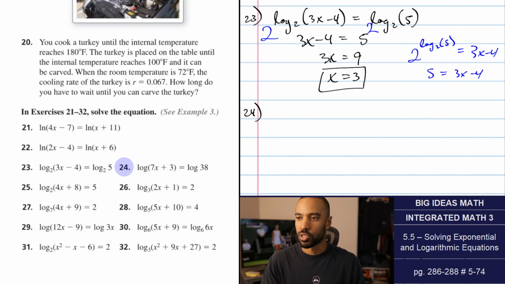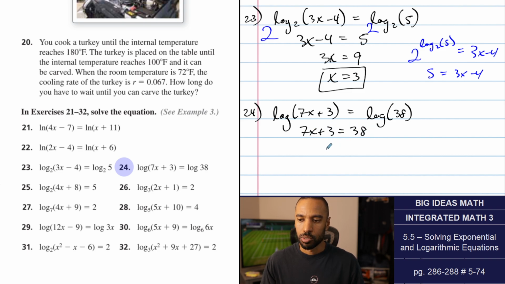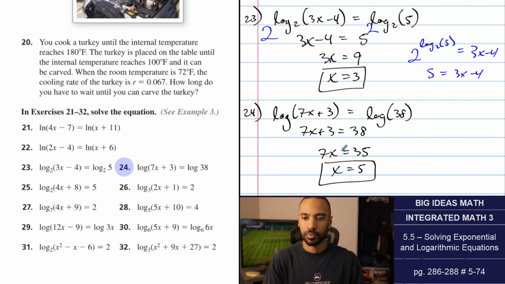So number 24 is a lot like the previous problem here. We have logs with base of 10. These are common logs. We can set the inside parts equal to each other. If you wanted to raise it with a certain base, 10 would be your base. But this is 7x plus 3 equals 38. Subtract 3 and divide by 7. You get x equals 5, and all positive results come from that one.